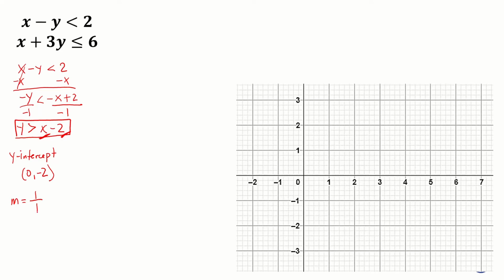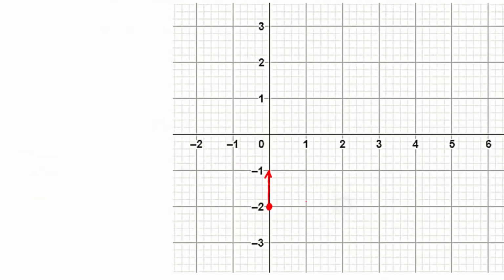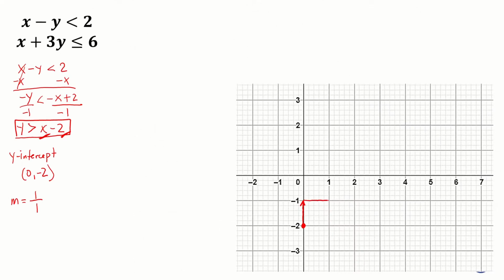Now, using these two, I'm going to graph the first inequality. Let's start with the y-intercept. It's right here. And then the slope is 1 over 1. I know it's just 1, but I want to emphasize the horizontal movement, so that's why I put the denominator 1 there. So 1 unit upward, it's positive, I'm talking about the number on top, the numerator, and then 1 unit to the right. That's all we need to have our two points.